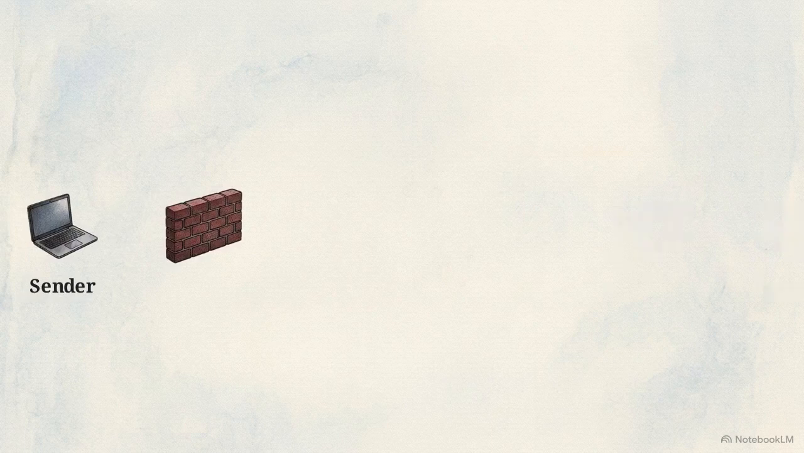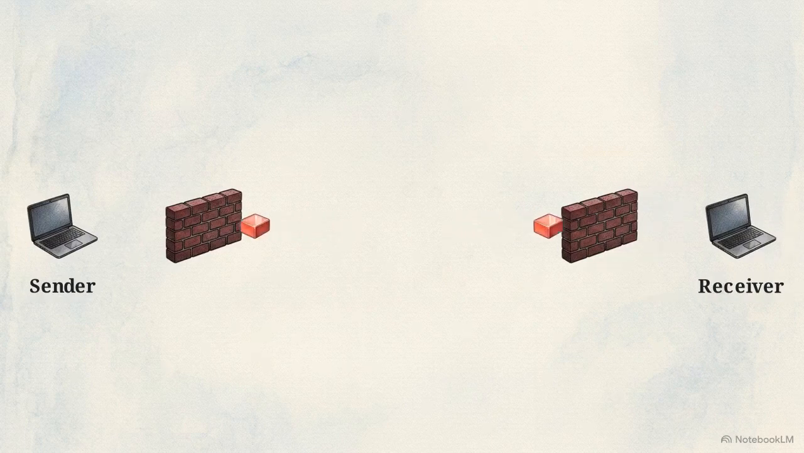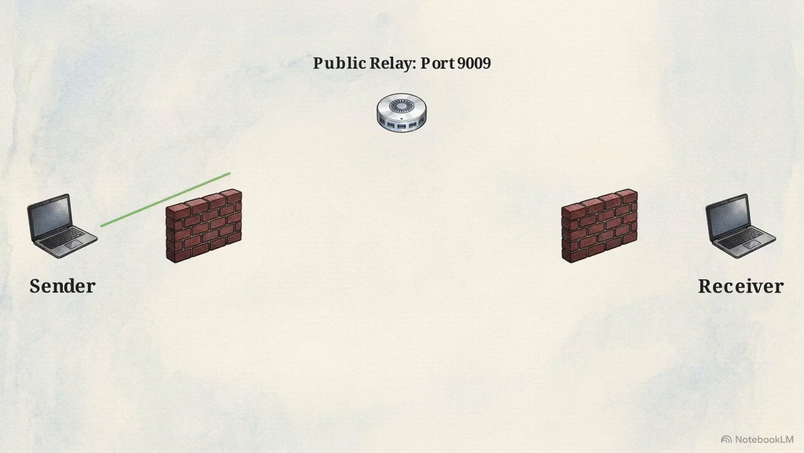However, as this diagram illustrates, while firewalls block incoming traffic, they are designed to permit standard outbound TCP connections, treating it as common web activity. Croc leverages this outbound trust. By default, it utilizes a lightweight public relay server operating on port 9009.